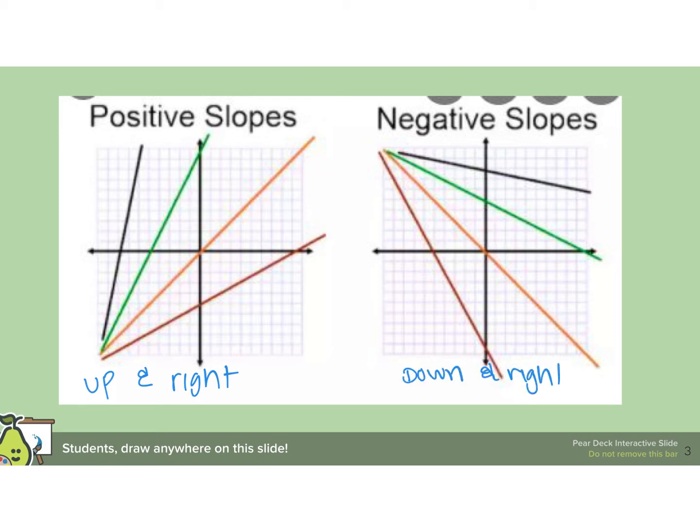I'm not sure a better way to explain it, but Google it. Try to find videos, pictures, anything you can to help you understand the difference between positive and negative, because we're going to need to know that for all of our graphs.